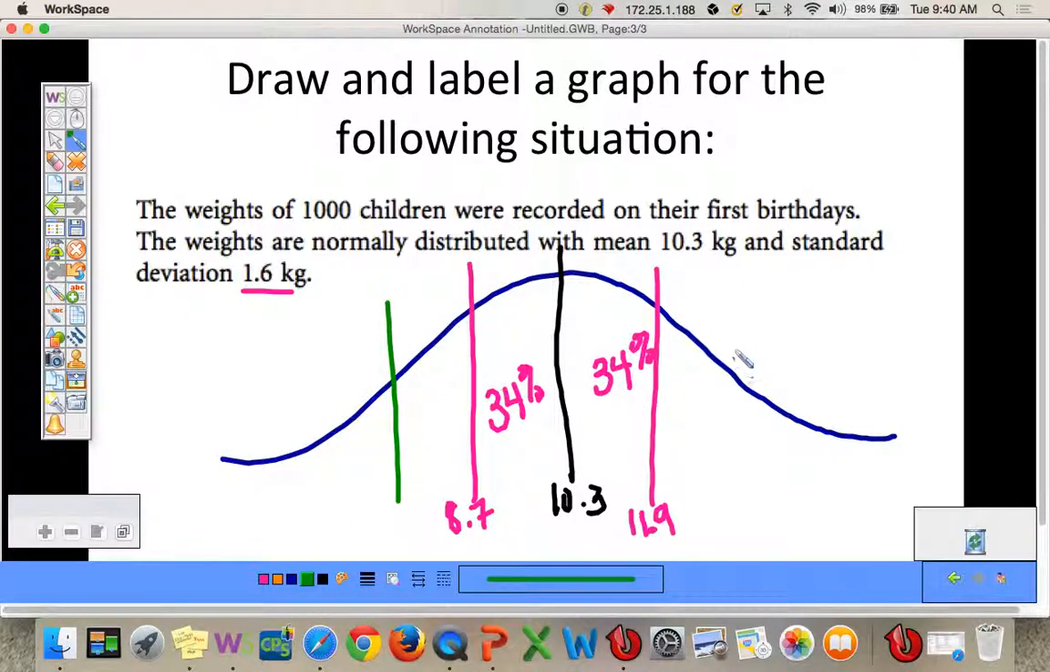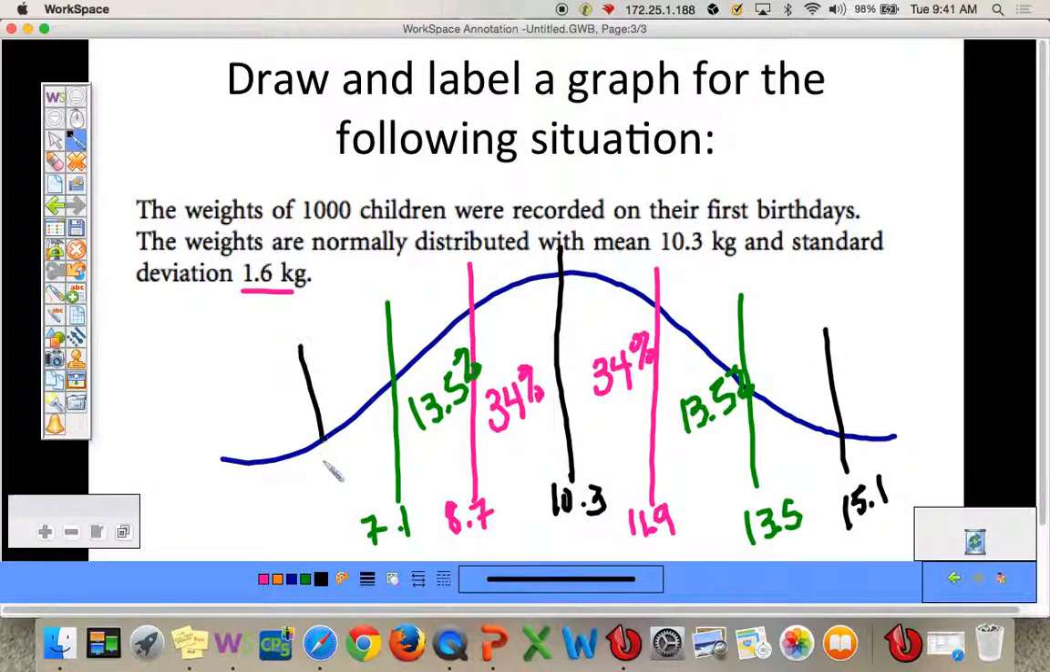And we go out another standard deviation away, and again, I'll subtract first. So this is 7.1, and if I take 11.9 plus 1.6, this is 13.5, and this is 13.5% of our data, 13.5% of our data. All right, and then if I add 1.6 again, this is 15.1. And if I take 7.1 minus 1.6, this is 5.5. This is 2%, and this is 0.5.